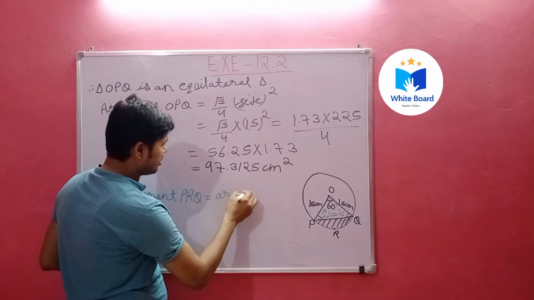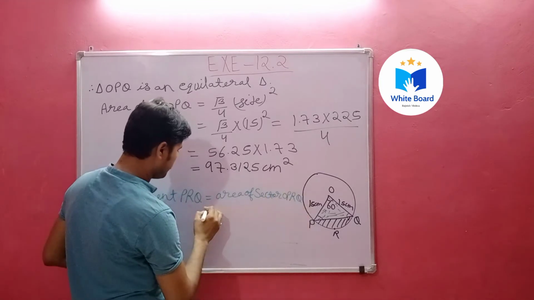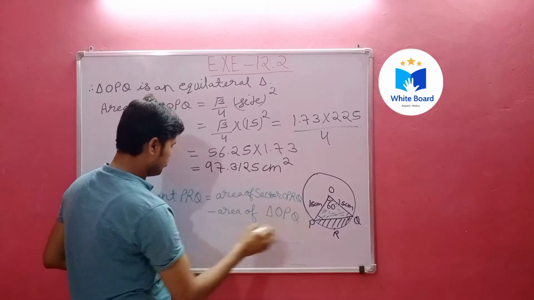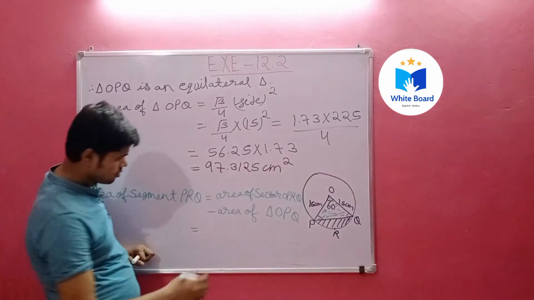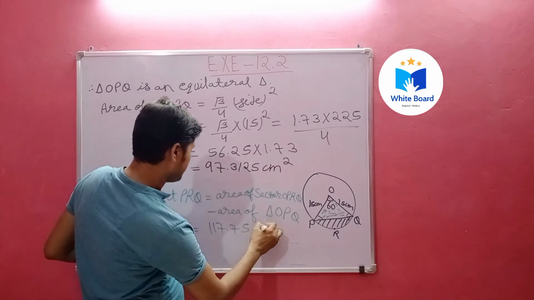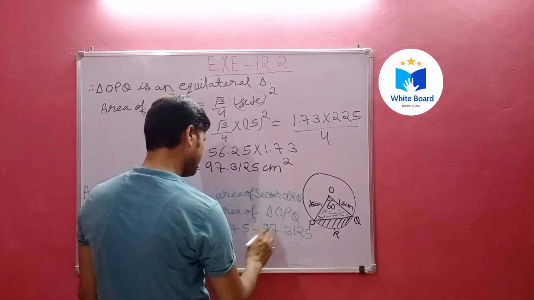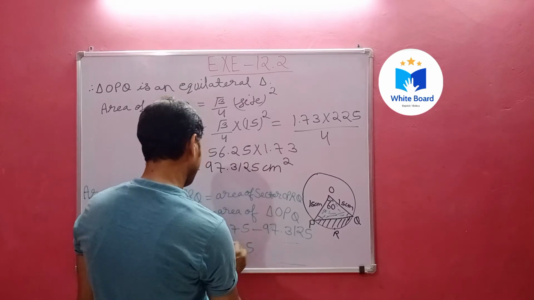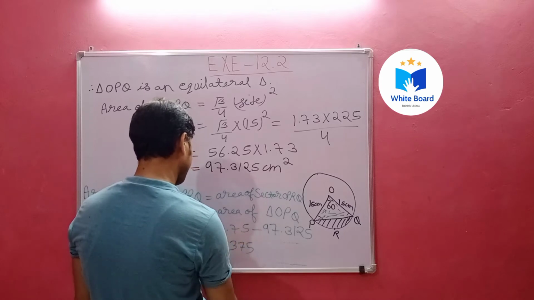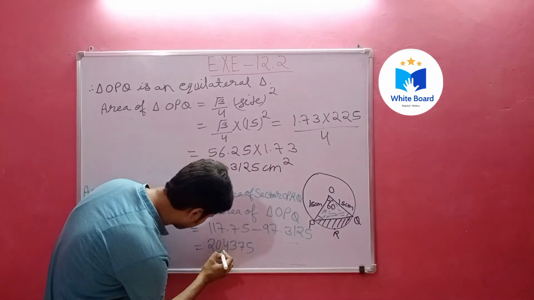Area of segment PRQ is equal to area of sector OPRQ minus area of triangle OPQ, which is further equal to 117.75 minus 97.3125, and on subtracting we get 20.4375 centimeter square.